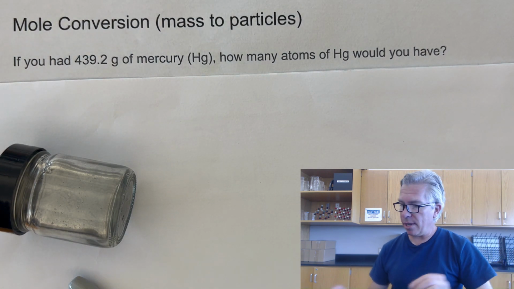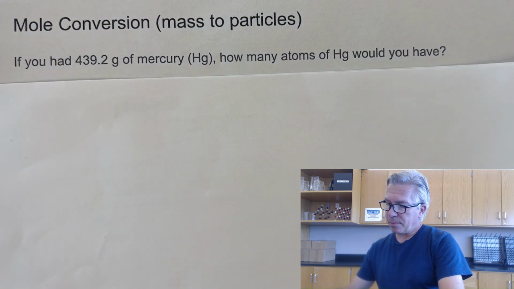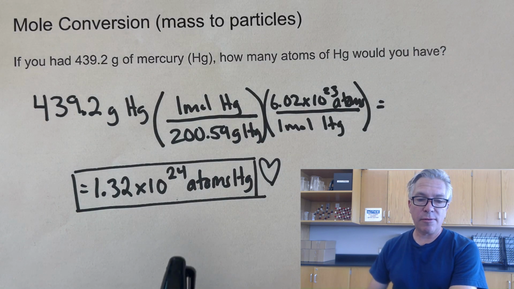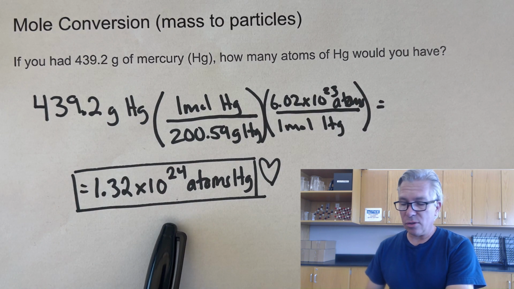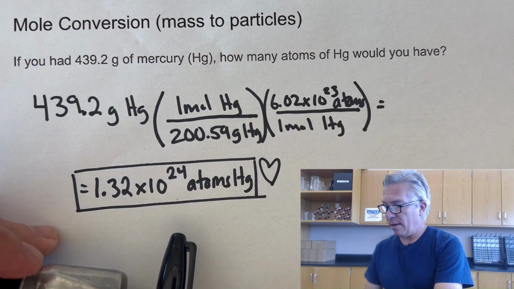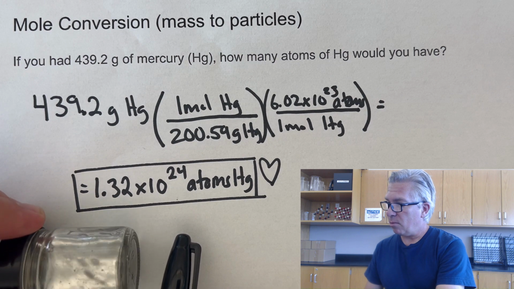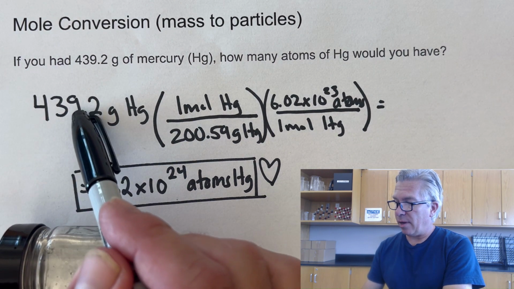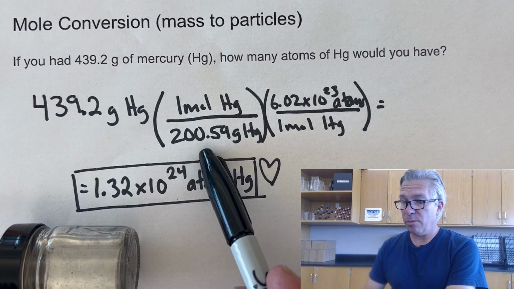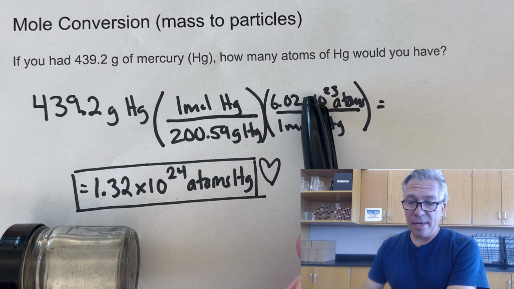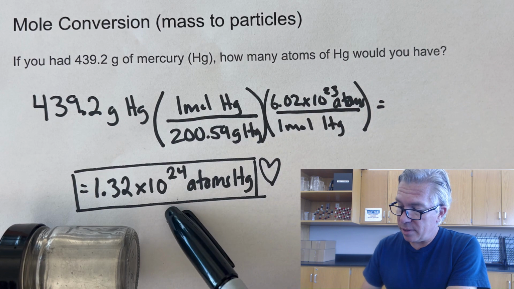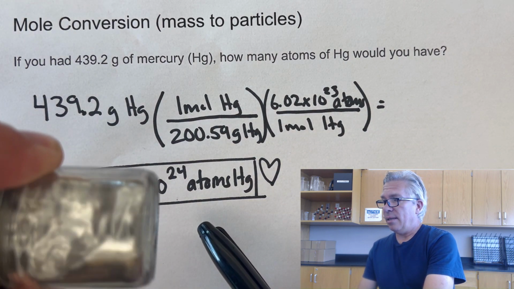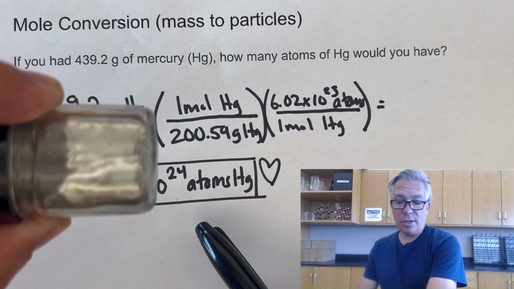Okay, so if you were able to do it and you got an answer of 1.32 times 10 to the 24th atoms of mercury, then congratulations, you're doing well, and that was a great effort. We have been able to predict, again, by taking the mass, dividing by its molar mass, which in this case is 200.59, and multiplying by Avogadro's number, and we get 1.32 times 10 to the 24th atoms in this little jar. And yeah, that's pretty heavy, but really cool to look at.